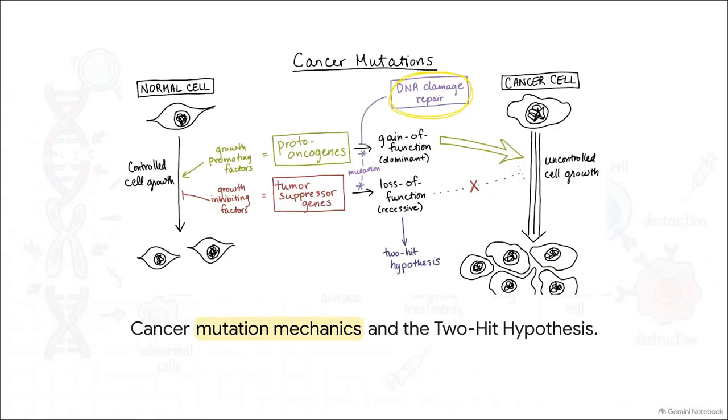So if we trace the path from a normal cell to a cancer cell, you can see how mutations act as the spark. A mutation to the proto-oncogenes causes a gain of function. That's effectively like jamming a brick onto the gas pedal. It gets stuck pushed all the way to the floor. Conversely, if a mutation hits the tumor suppressor genes, it causes a loss of function. It essentially cuts the brakes.